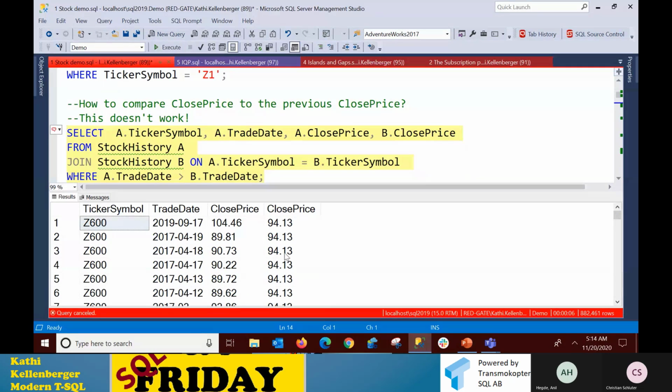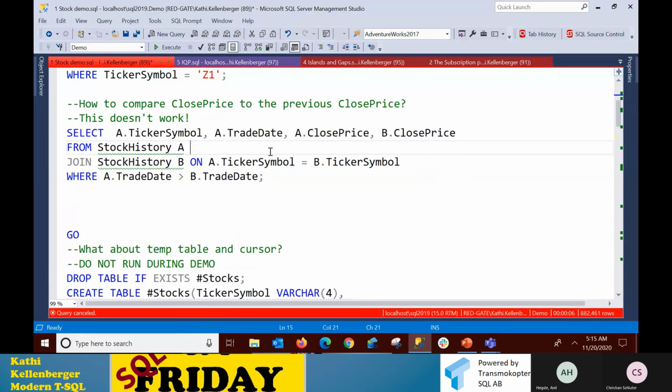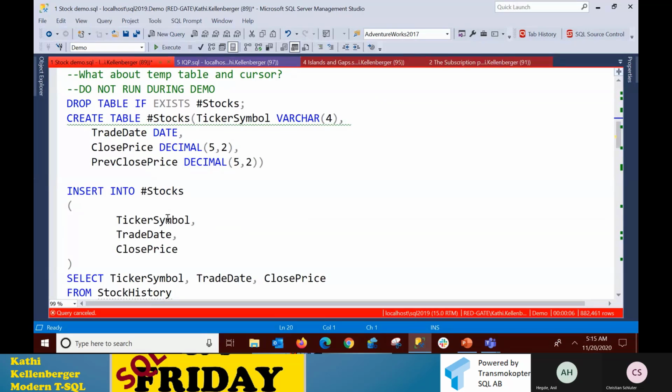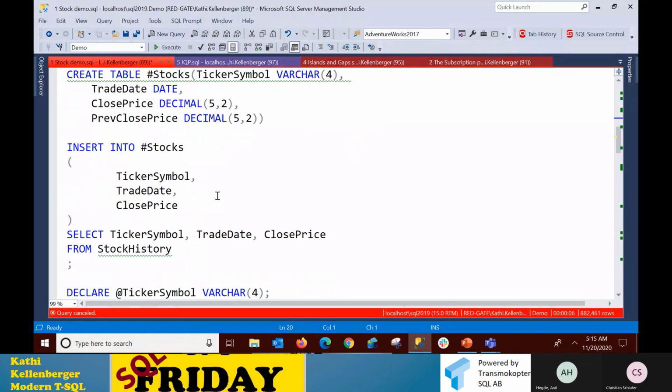It ends up being basically not really a Cartesian product, but similar to that, where I'm just getting the same close price over and over and over, and I have almost 900,000 rows here, so obviously that is not correct. But that was my first thought on how to solve this problem. Another way that might make sense is to create a temp table to throw the data in there and run a cursor to do updates. I'm not going to run this during the demo.